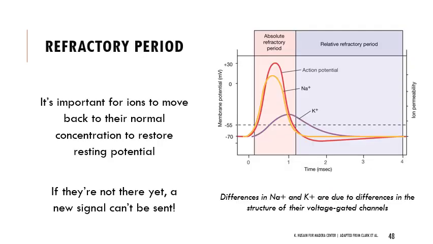Okay, so I mentioned that those ions kind of move at different rates. So we have the sodium and we have the potassium opening at different times and moving at different times. That's really important for going through depolarization and then repolarization and hyperpolarization. And it's due to differences in the structure of those voltage-gated channels. But we have to wait until all those ions are back to their normal concentration at resting membrane potential before another signal can be sent.